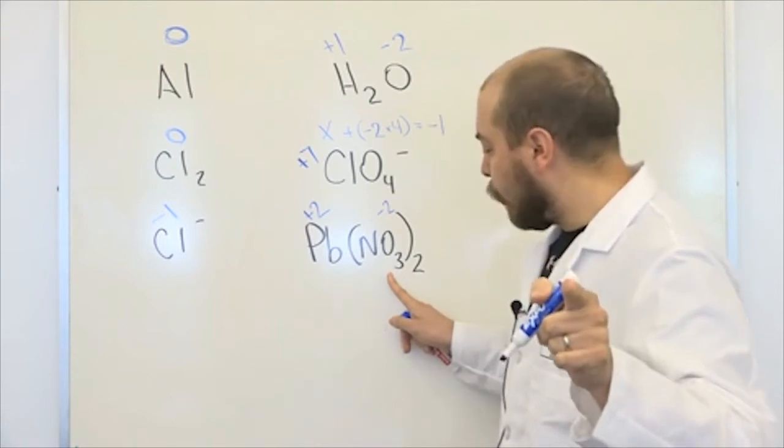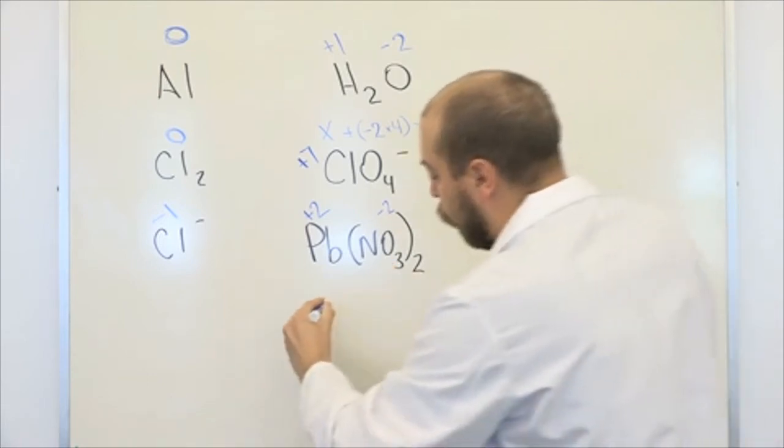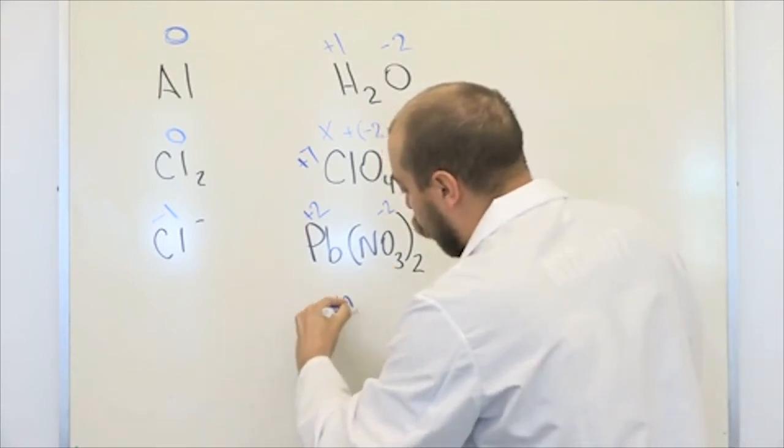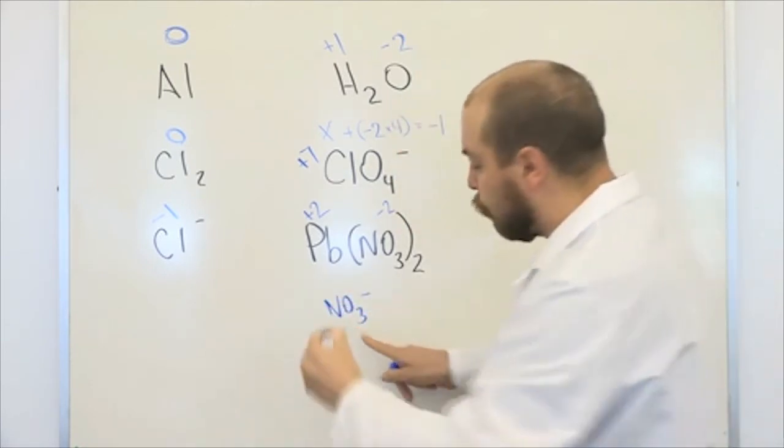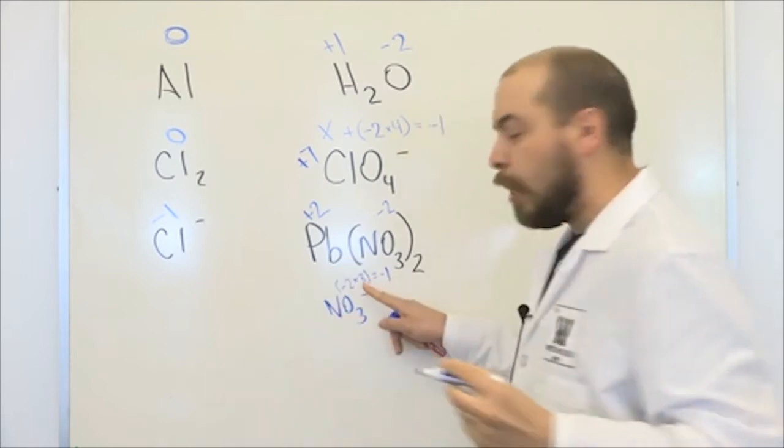So what ends up happening here is we say, okay, if we've got NO3-, each oxygen is going to be -2, and there are 3 of them.